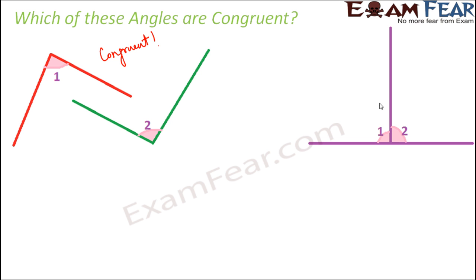Look at this one. What about this? Here again you see angle 1 and angle 2, both of them are equal to 90 degrees. Both of them are right angles. So therefore they are again congruent.